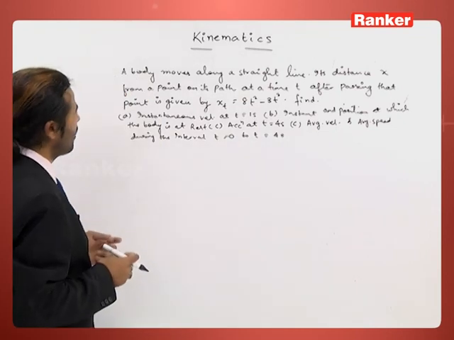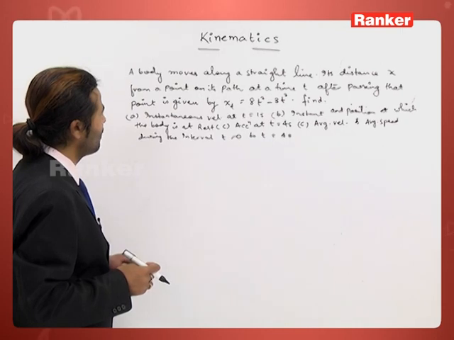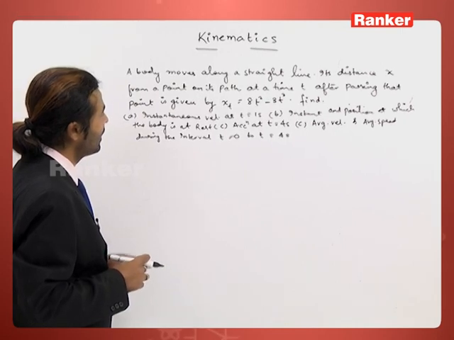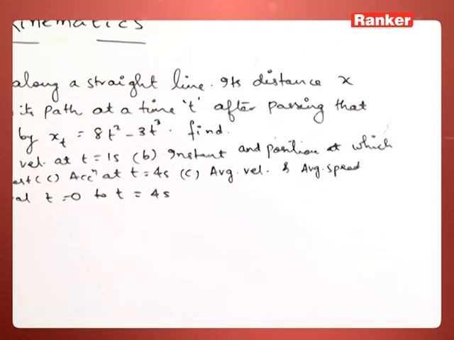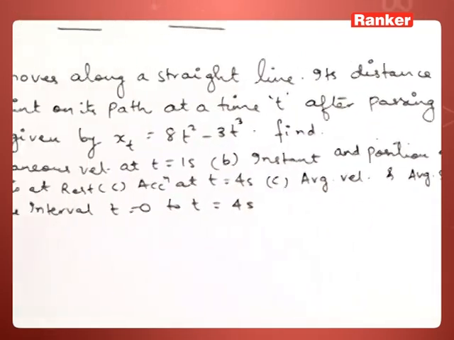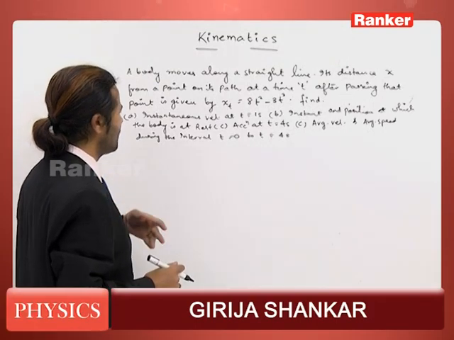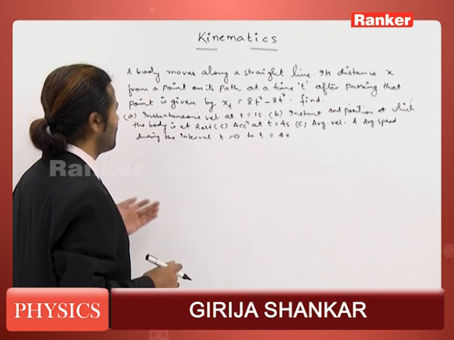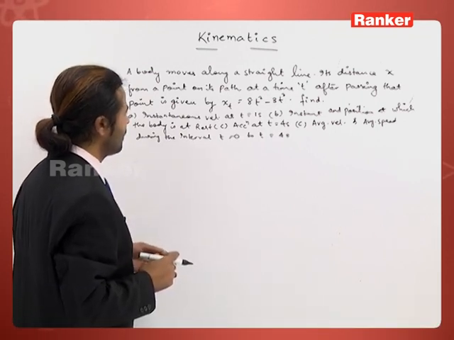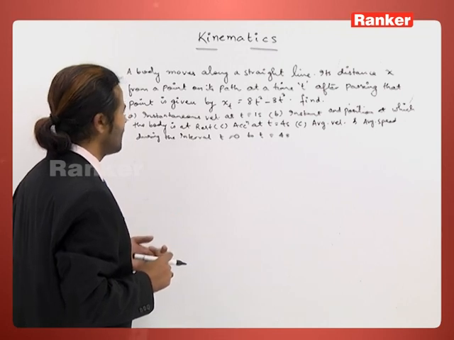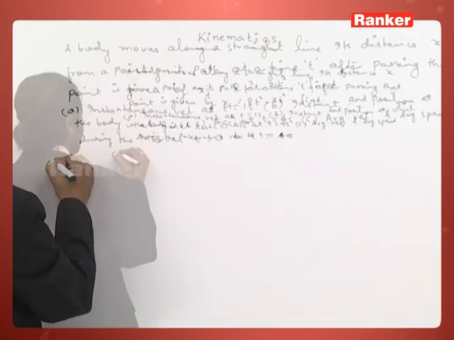Now this is a question: a body moves along a straight line, and its distance x from a point on its path at a time t, after passing that point, is given by x(t) equals 8t square minus 3t cube, where x is in meters and t is in seconds. Find the instantaneous velocity at t equal to 1 second, the position at which the body is at rest, the acceleration at t equal to 4 seconds, and the average velocity and average speed during the interval t equal to 0 to t equal to 4 seconds.